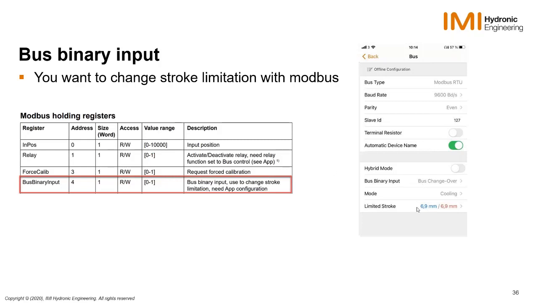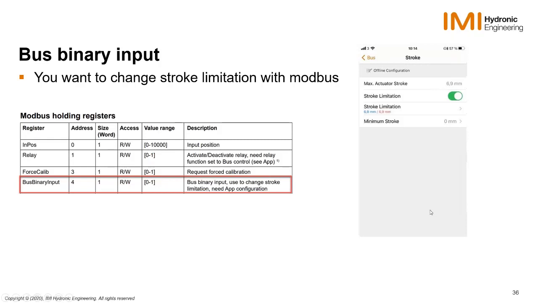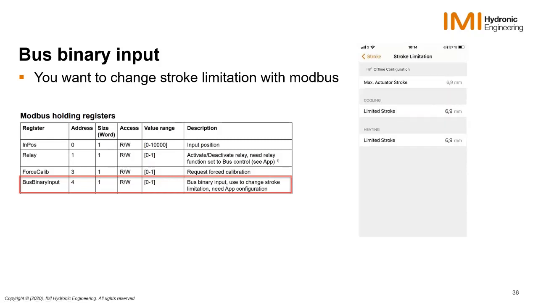If you go into your limited stroke, you have your actuator stroke, your maximum, and then you activate your stroke limitation, and then you could click here on stroke limitation, and then you will have stroke limitation for your cooling and stroke limitation for your heating. So depending on if you would write in your Modbus 0 or 1 to this address or this register, you would change between these two stroke limitations.